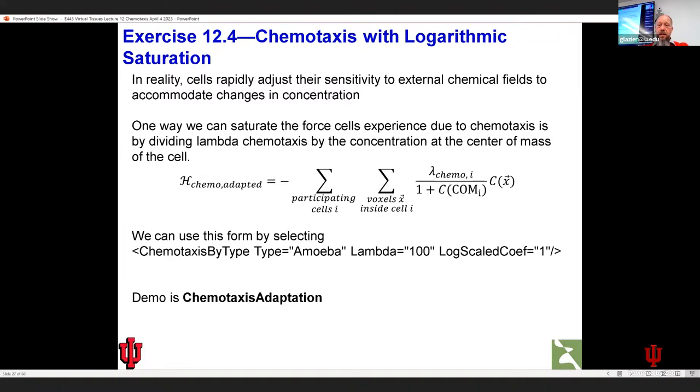And I'll say that these days, when I write simulations, I almost always use the saturated or log scaled chemotaxis. Biologically, it's a lot more realistic in terms of how the cells behave. On the other hand, if you're trying to replicate older papers, we didn't have it, and most code didn't have it. And so the other form is the one that you'll see.